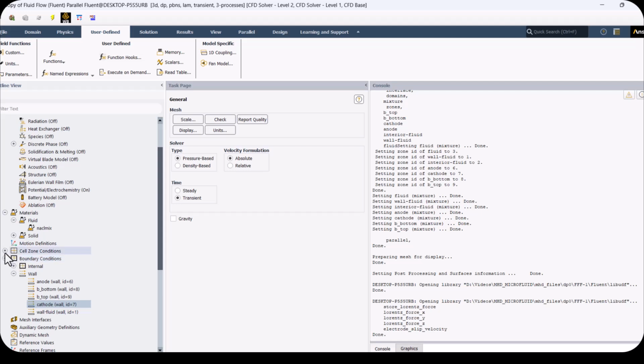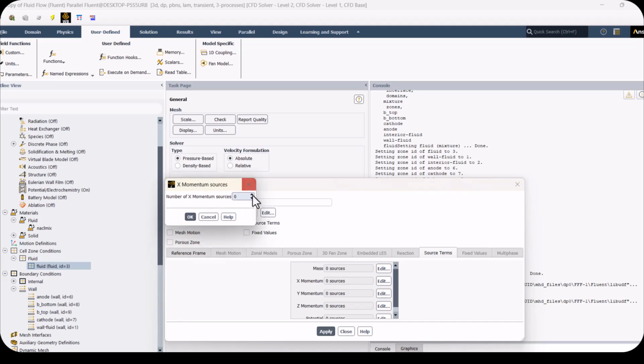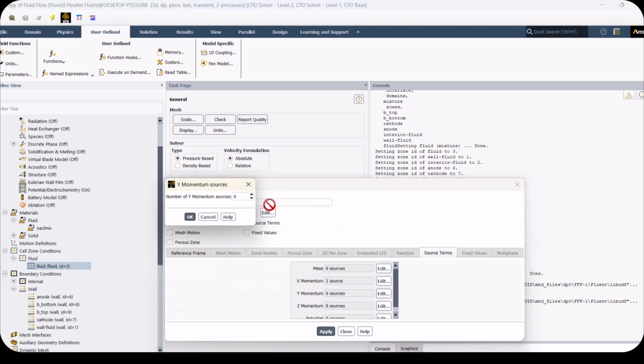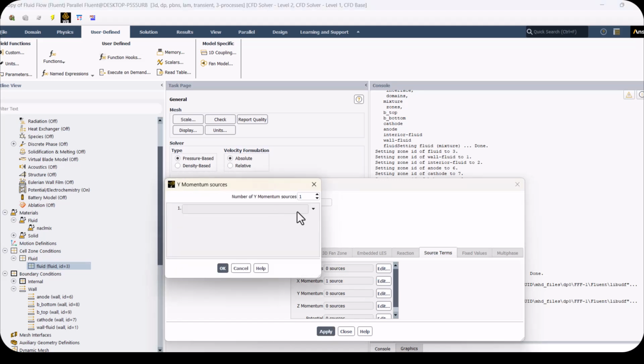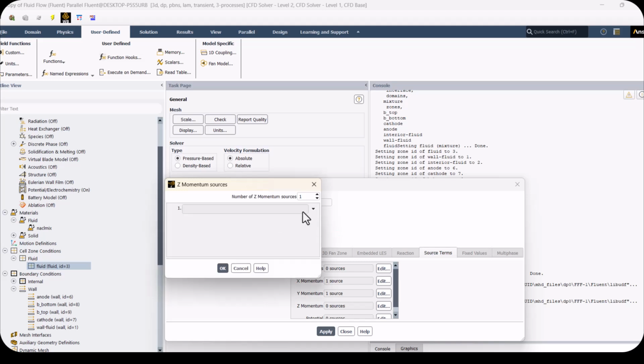Then you should go to the cell zone conditions, select the fluid, and in that you need to activate the source terms. So go to source terms: x momentum, Lorentz force x; y momentum, Lorentz force y; and z momentum, Lorentz force z.